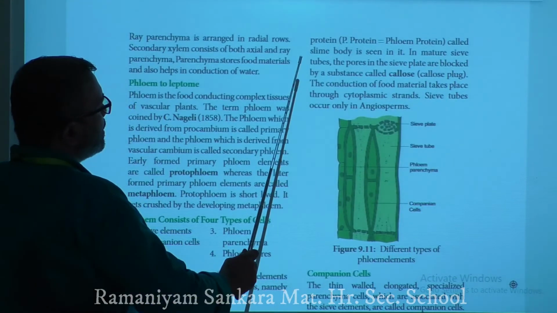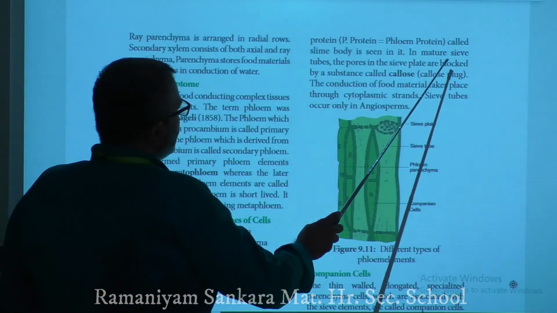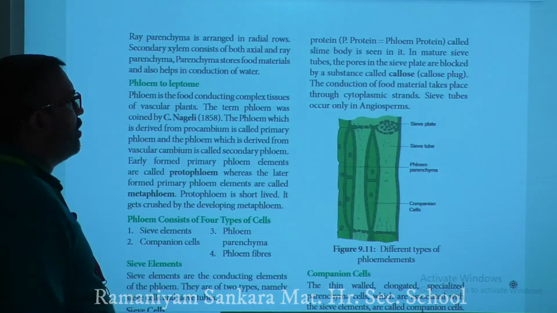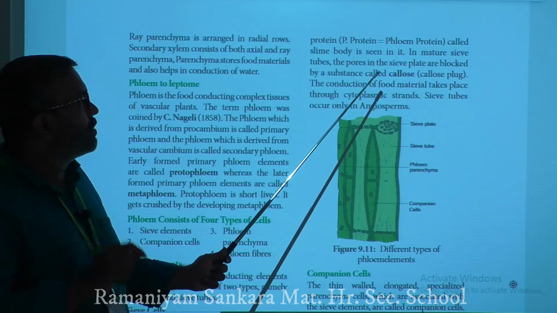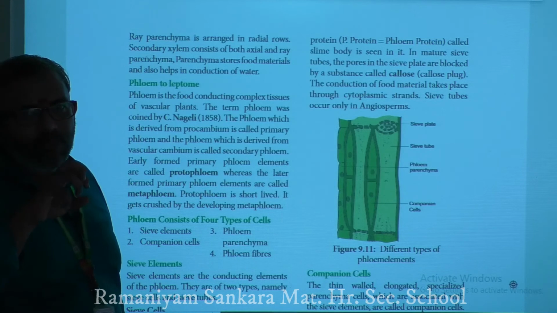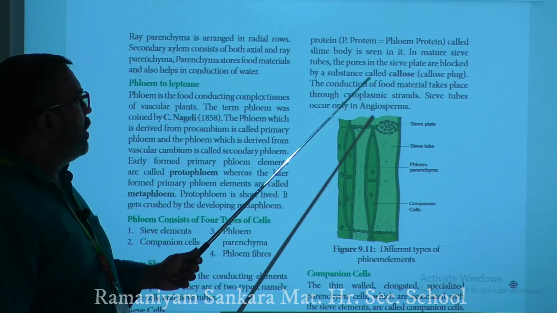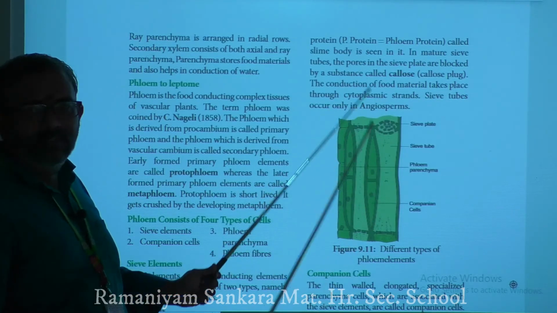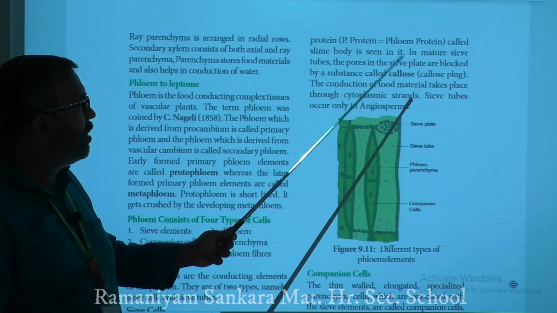A special protein called slime body is seen in the sieve elements. In mature sieve tubes, the pores of the sieve plate are blocked by a substance called callose. Mature sieve tubes have many pores, that is the sieve plate. The substance will not pass because the sieve plate area is blocked by callose.